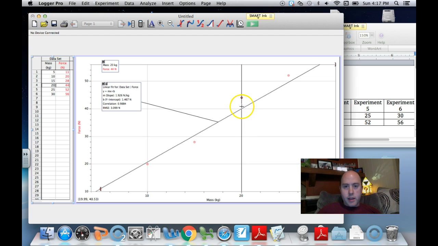So the goal is to get this crosshair right on the slope, right on the line. And so at 20, even though my experiment said 44, it's supposed to be closer to 40, which in realistic terms, that really is what it probably should be if my data was accurate. So that's how you would find what your dependent variable should be based on whatever the independent variable is. And that's it.